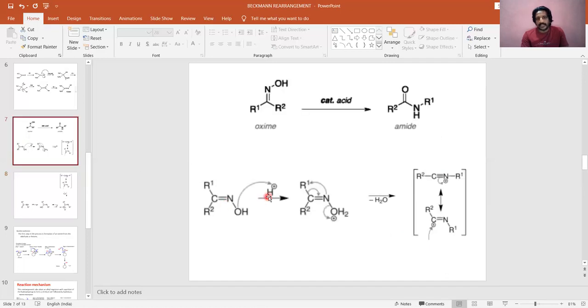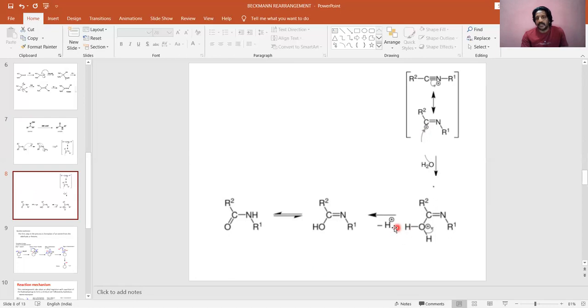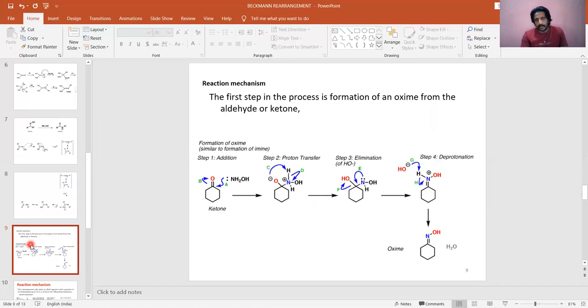We added one H plus here. So whatever H plus we added has to go out. That is what catalysis means. Catalyst will remain chemically unchanged at the end of the reaction. So that H plus is going out, leaving an enolic structure of an amide. So when this enol is converted into a ketone, we get R2C double bond NHR1. That's our amide. So this is the Beckmann rearrangement in the case of an acyclic compound. So let us see what happened with the cyclic compound. Look at the structure here.